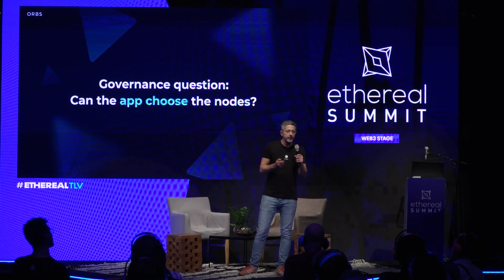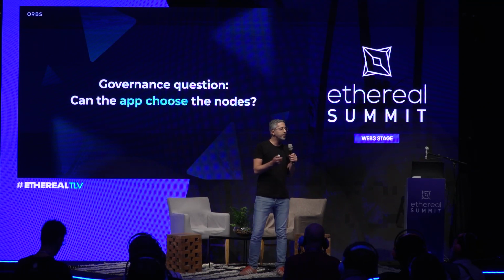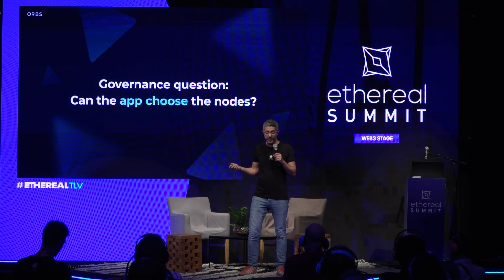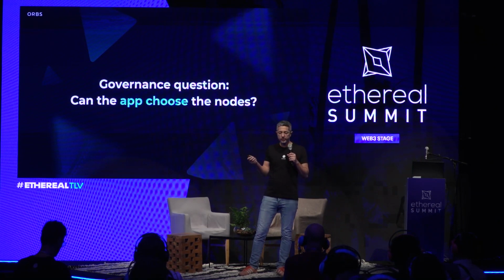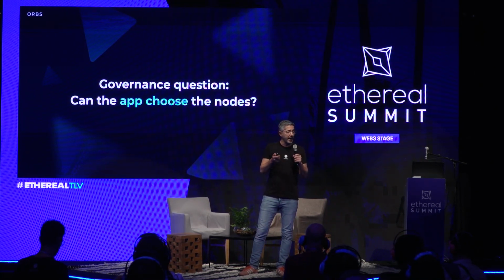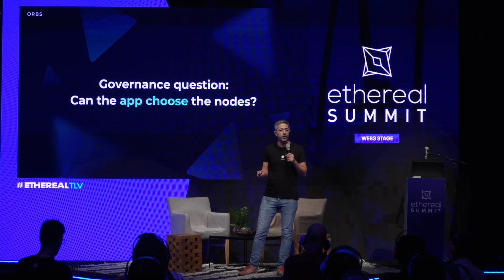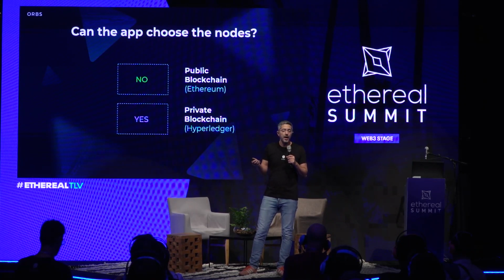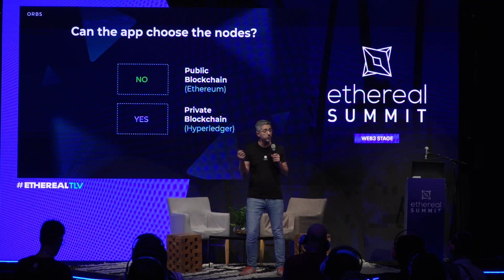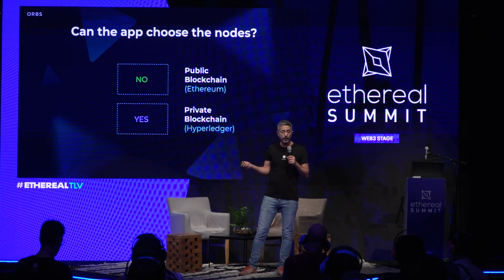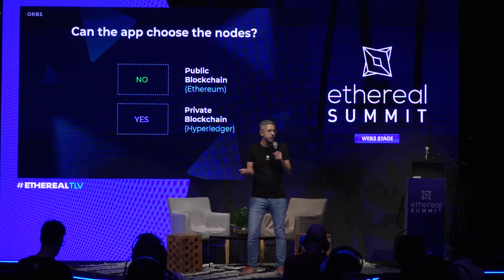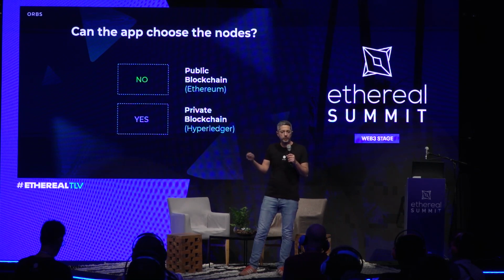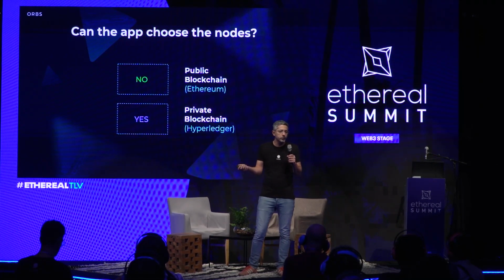Now, the interesting question to ask in blockchain is all about the governance aspect of things. Who makes the decision and who chooses the nodes? So the interesting question that I will ask is, can the app choose the identity of these nodes? And it turns out that this is the most interesting question to ask, because this will exactly split the market between the two types of infrastructures that we've seen. So let's take, for example, a public blockchain like Ethereum. Can the app choose the nodes? Of course not. If you're writing a Dapp on Ethereum, you have no say on which miners run your Dapp. So of course not.